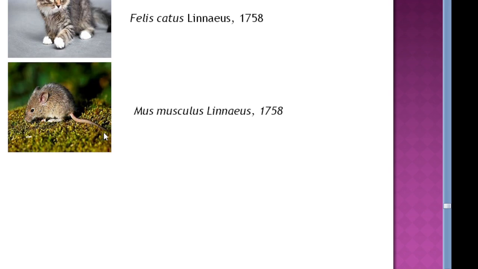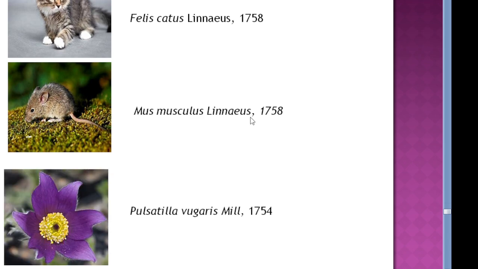Here you have mice. Okay, the scientific name of mice is Mus musculus. So Mus is the genus, first letter capitalized, okay. Musculus, the first letter is in lowercase. Linnaeus, which is the author, and the year of the description, and don't forget the comma.